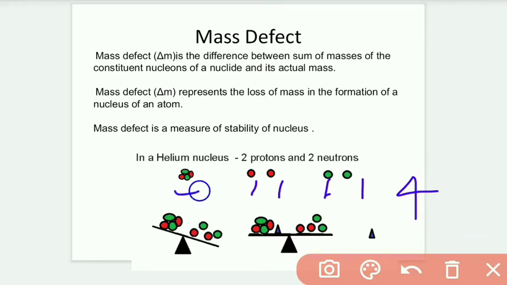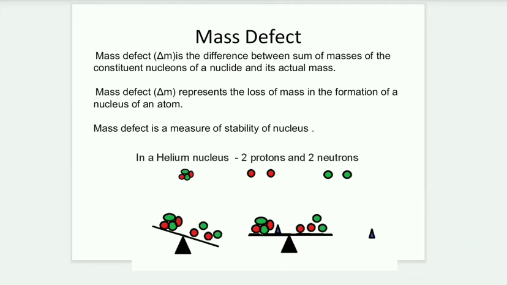And it is said that the mass of the nucleus of helium will always be lesser than that of 4 units. It is because when we take the mass, we keep the nucleus on a balance, and on the other side, if we keep the constituent nucleons, we can see that the nucleus is lighter than its constituent particles.